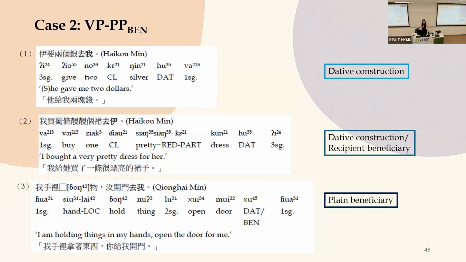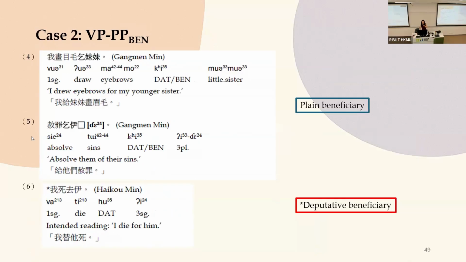It can be interpreted as a very abstract act of transfer. And here you can have "I draw eyebrows for my younger sisters," or even "I absolve them of their sins." And this is a very plain beneficiary. And in Gangmen Min, they also allowed this sort of expression to be expressed by post-verbal prepositional phrases.